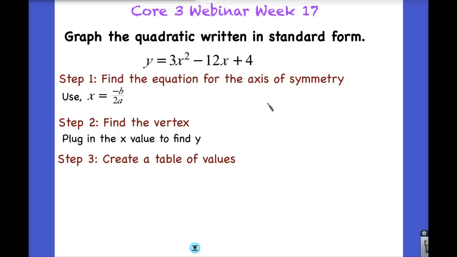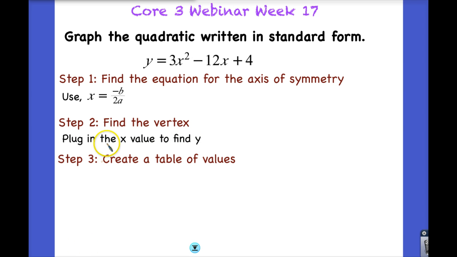If you remember this little equation, x equals negative b over 2a, that'll help you find the axis of symmetry, which finds the x component of the vertex. And then you just plug that in to find your y. And then from there, once you have your vertex, you can just create a small table of values, and then you can graph it.